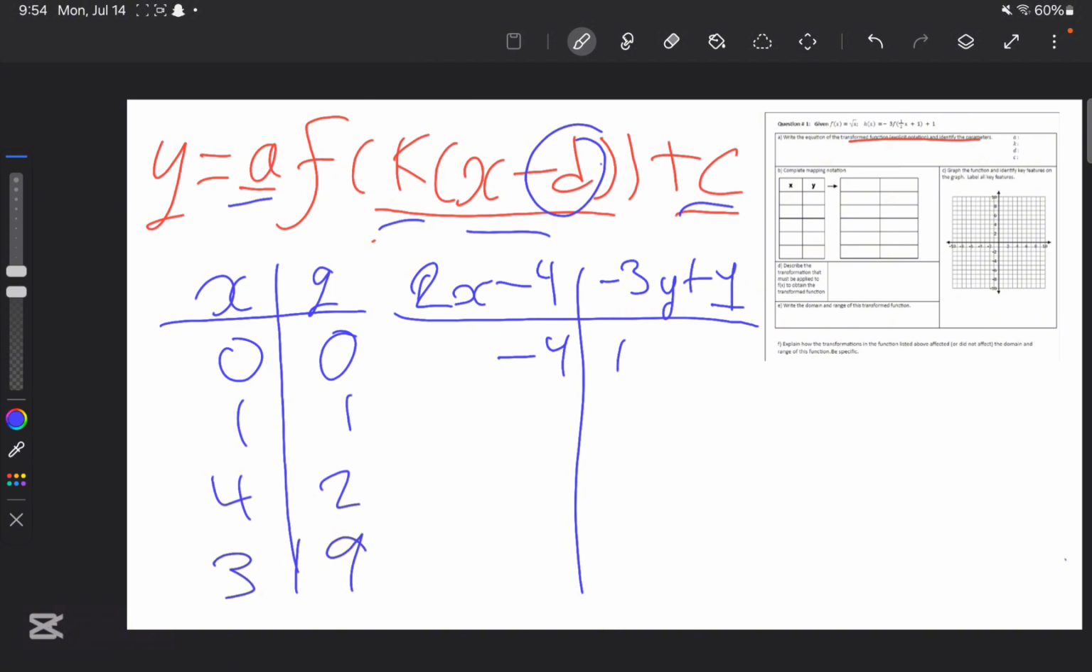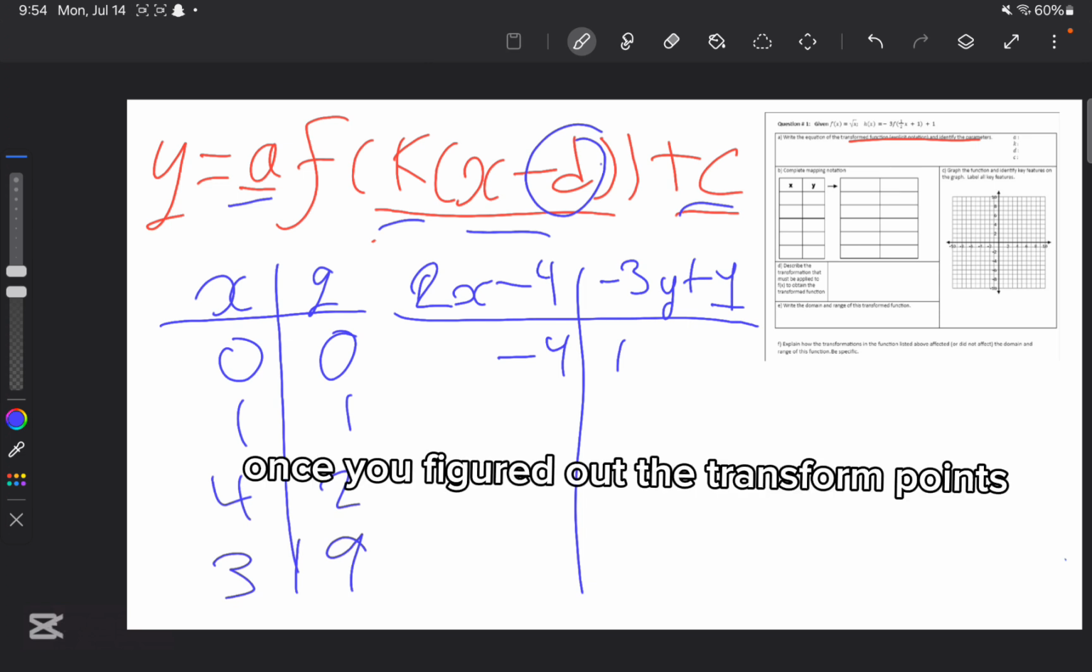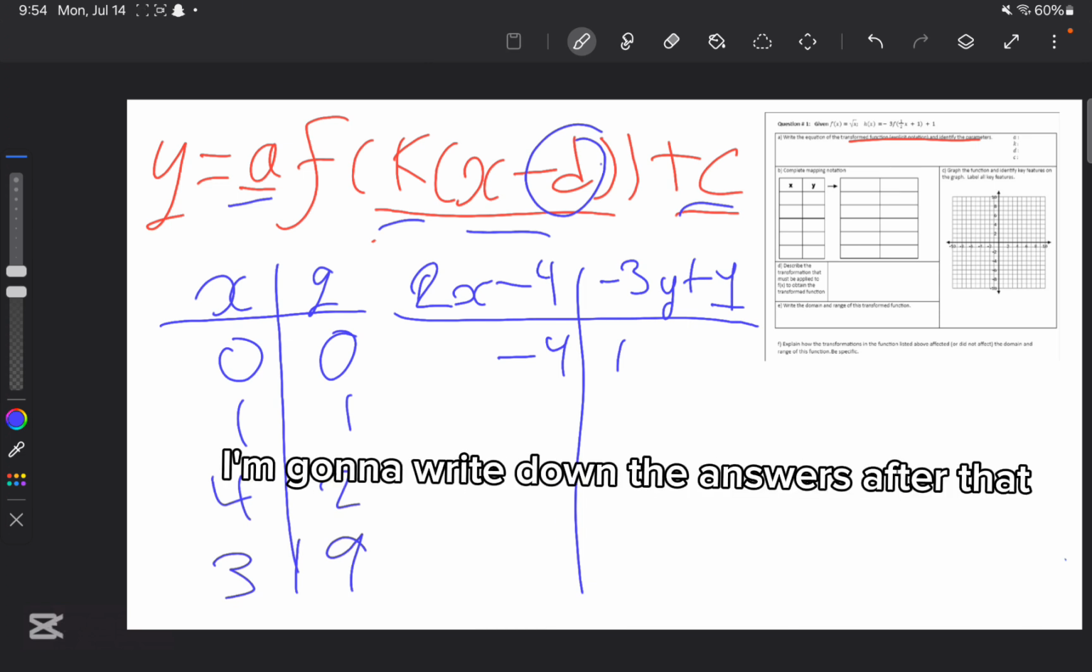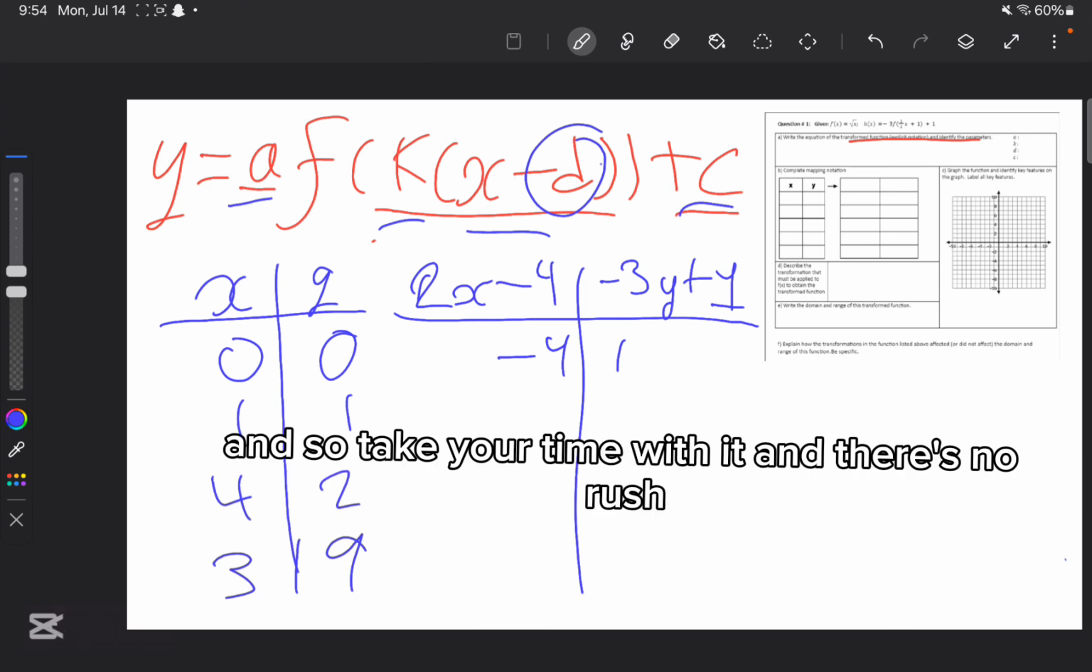So pause the video and unpause it once you've figured out the transform points. I'm going to write down the answers after that. So take your time with it, and there's no rush.